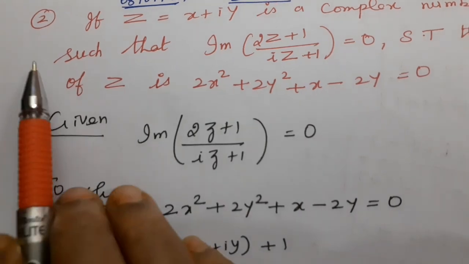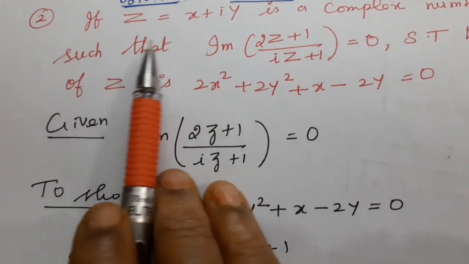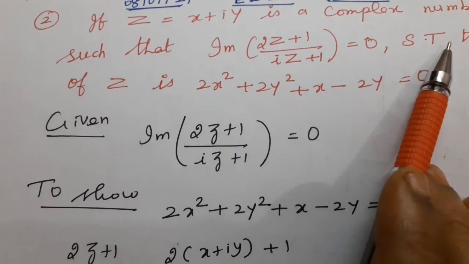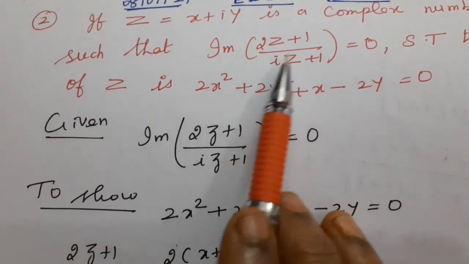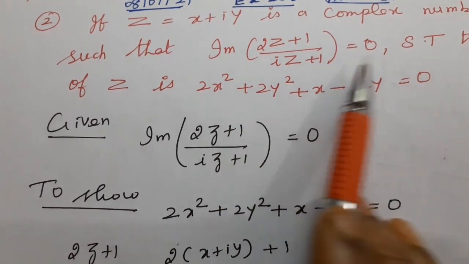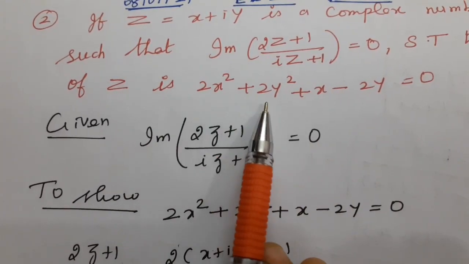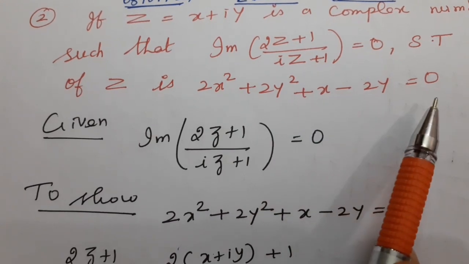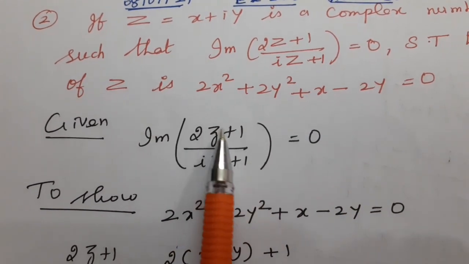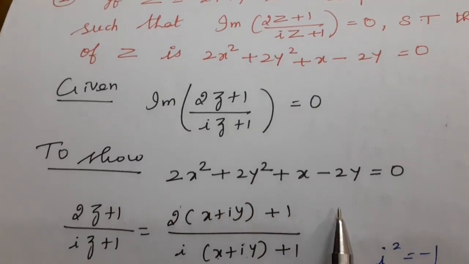Exercise number 2.6, question number 2. This is also an important sum. z equal to x plus iy is a complex number such that the imaginary part of (2z plus 1) by (iz plus 1) equal to 0. Show that the locus of z is 2x square plus 2y square plus x minus 2y equal to 0. So given the imaginary part, we are going to prove the result.